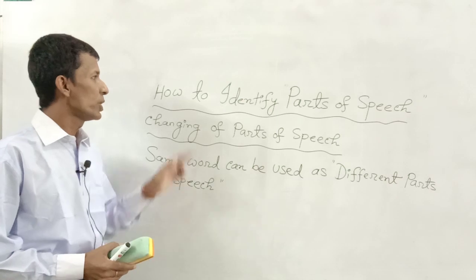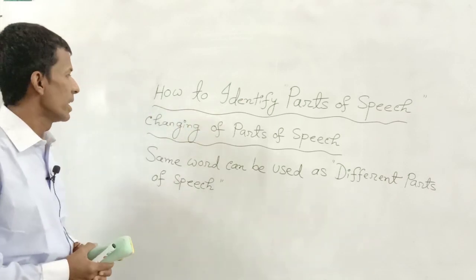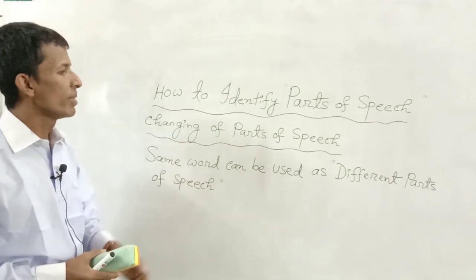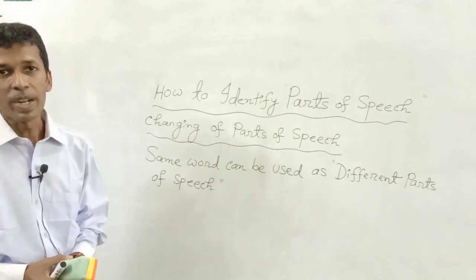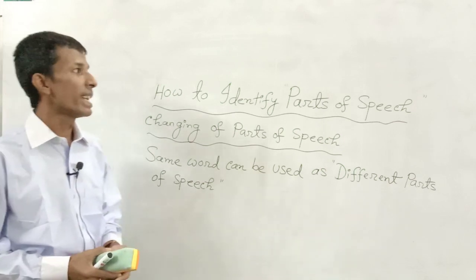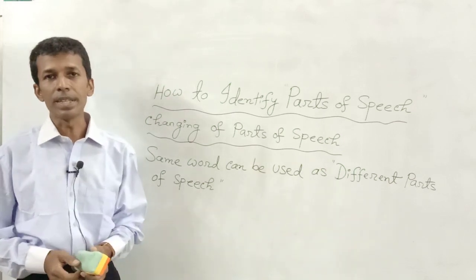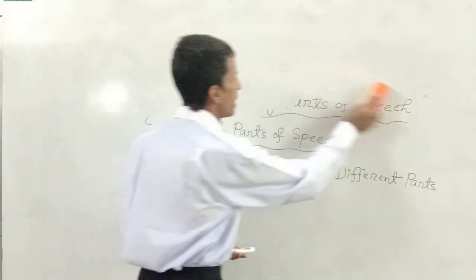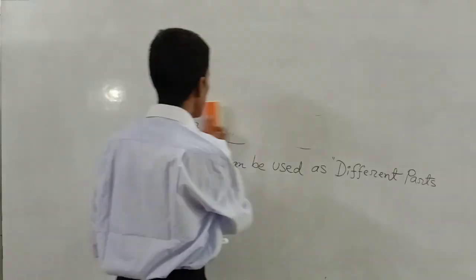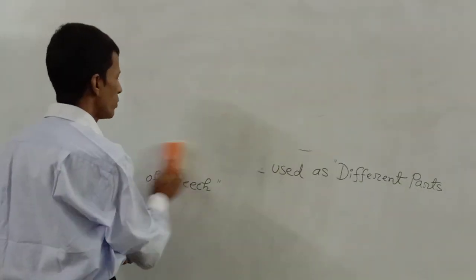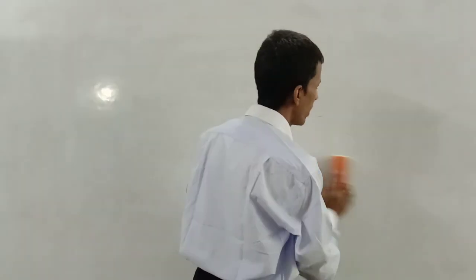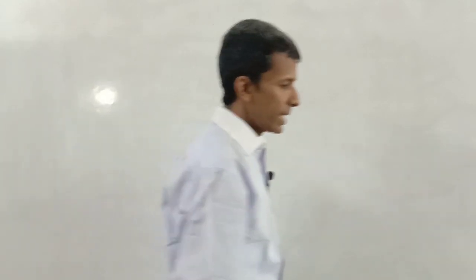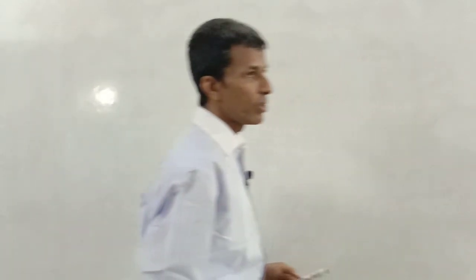First of all, I will teach you how to identify parts of speech. Secondly, changing of parts of speech. And thirdly, the same word can be used as different parts of speech. But first of all, I want to tell you that identifying parts of speech is always very important for you. All of us know that there are only 8 types of parts of speech in English: noun, pronoun, adjective, verb, adverb, preposition, conjunction, and interjection. As a result, our first discussion must be on noun.